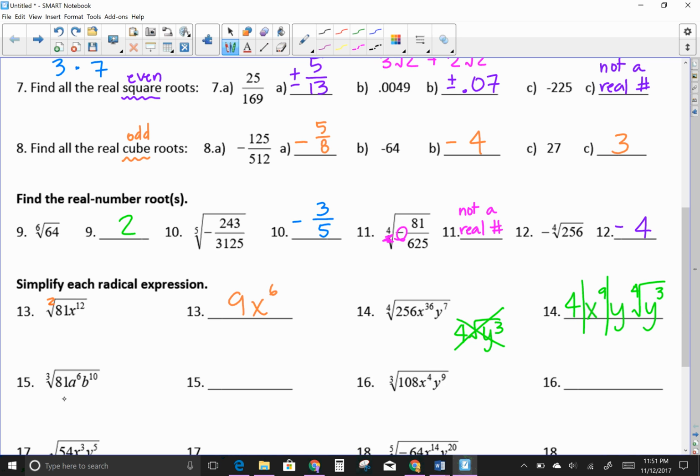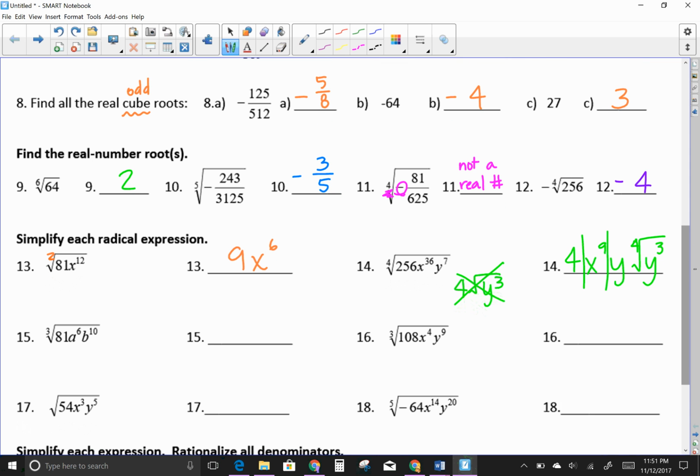The cube root of 81. Okay. The cube root of 81, if you put that in your calculator, you don't get a whole number. Therefore, you must show me some work and break this down. So the largest cube factor of 81 is 27. So I know that 81 is 27 times 3. That is a perfect cube. That means it's going to come out.